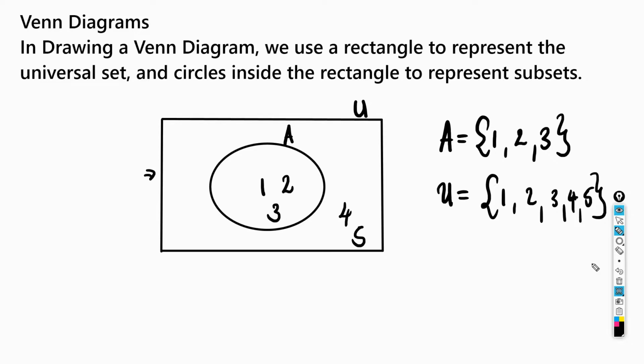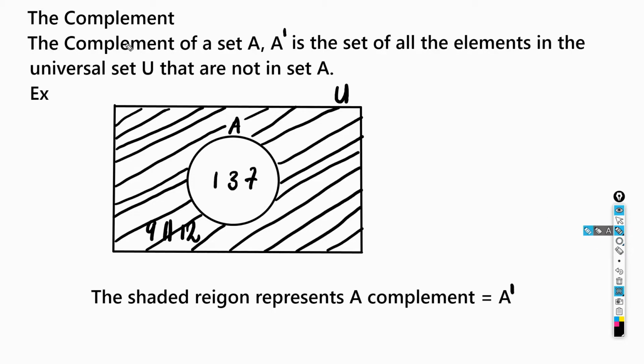All right, so let's look at another definition, okay? We're gonna look at some definitions about how we can actually use these Venn diagrams to solve problems. All right, guys? So let's get into it. Cool? All right, guys. So let's look at this definition now. It says the complement, right? The complement of a set A, A prime, that's how you pronounce it, guys. A prime, which is the complement, is a set of all the elements in the universal set U that are not in set A, okay?